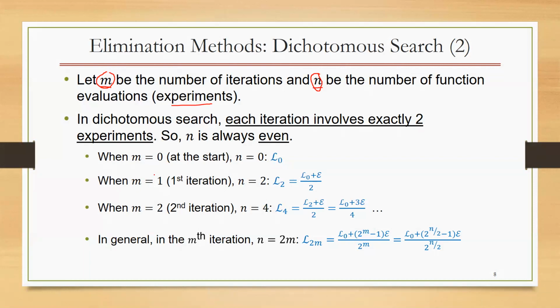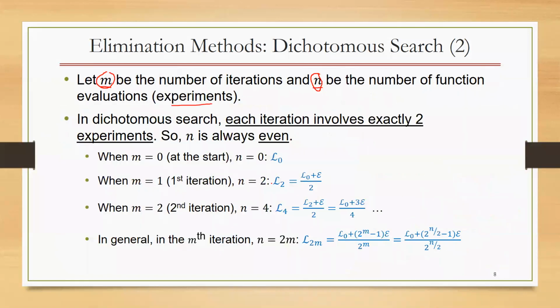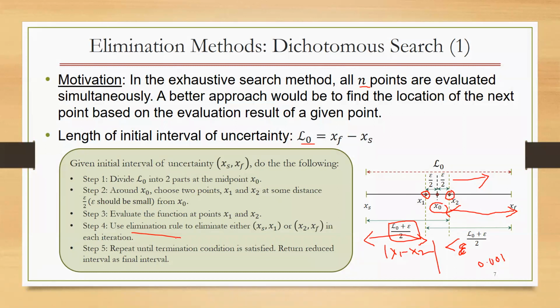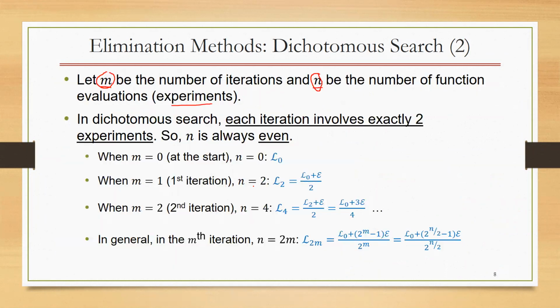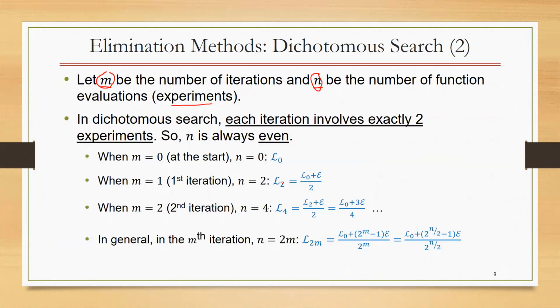Then when we take the first iteration, that means when we want to find the first 2 points, x1 and x2, n would be 2 because we have to find the functional value at these 2 points. This is step 3, and we do the functional evaluation at these 2 points. So n is equal to 2, and the new length, L2, would be either this or this. It doesn't matter. It will be L naught plus epsilon divided by 2.